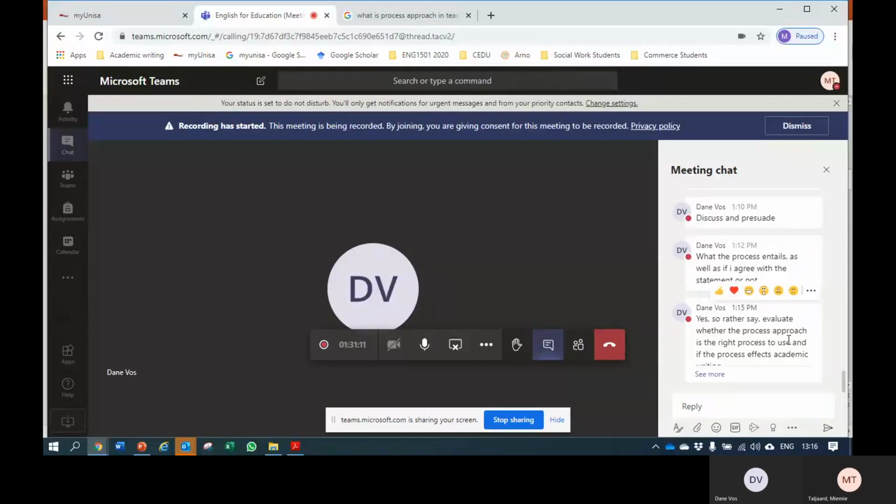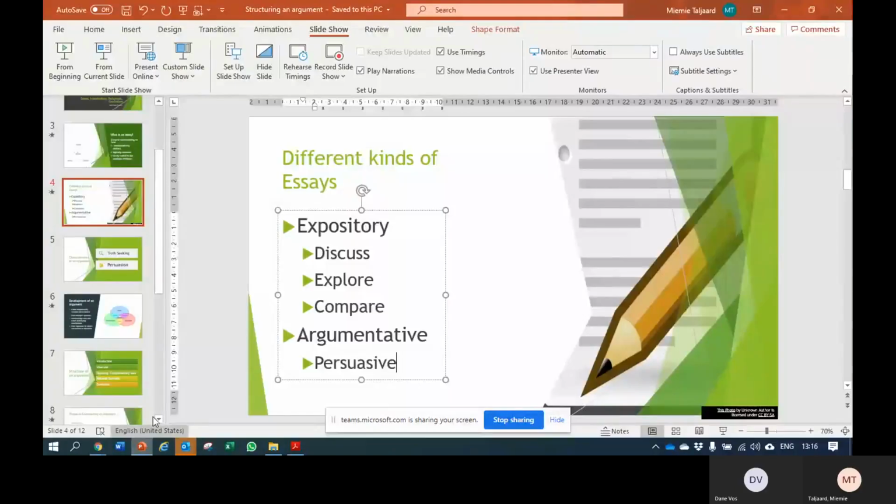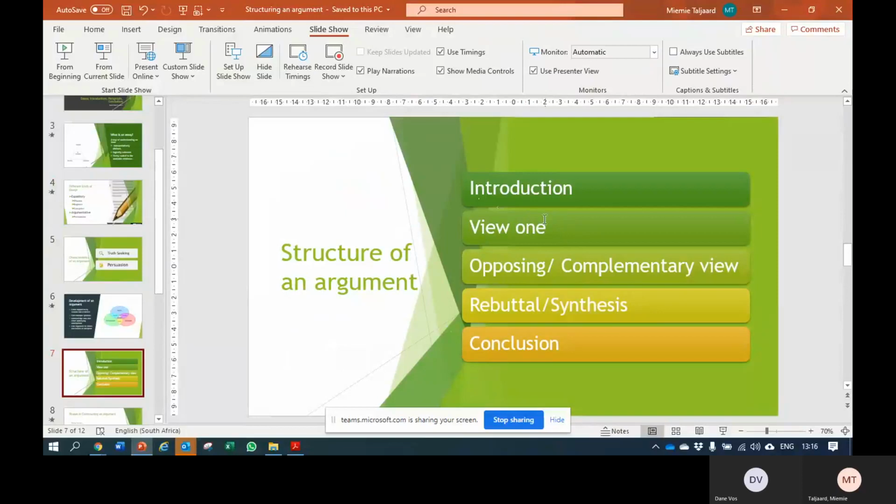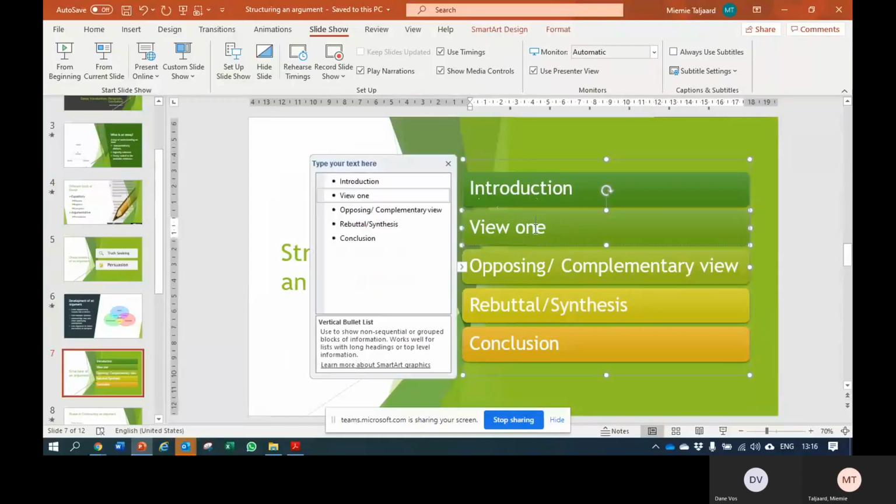As we go on with these classes, I will set out exercises for you on the right phrases to use while you are working on your argument. But yes, if we look at the structure of the essay, we have our introduction. What will we do here with view 1?